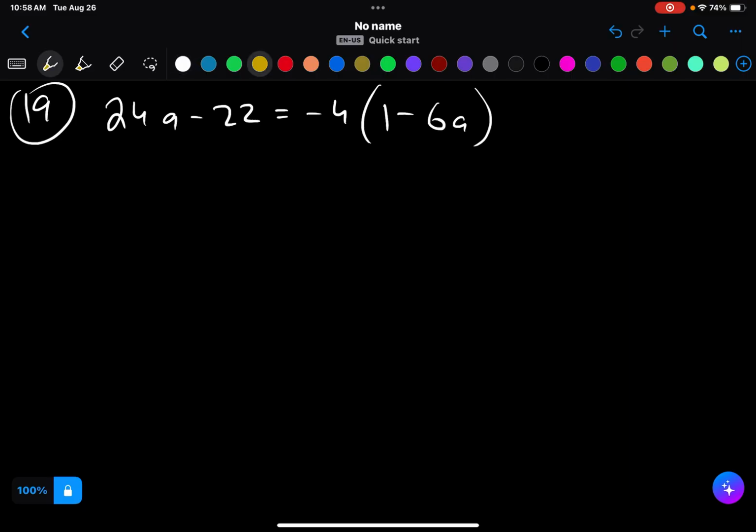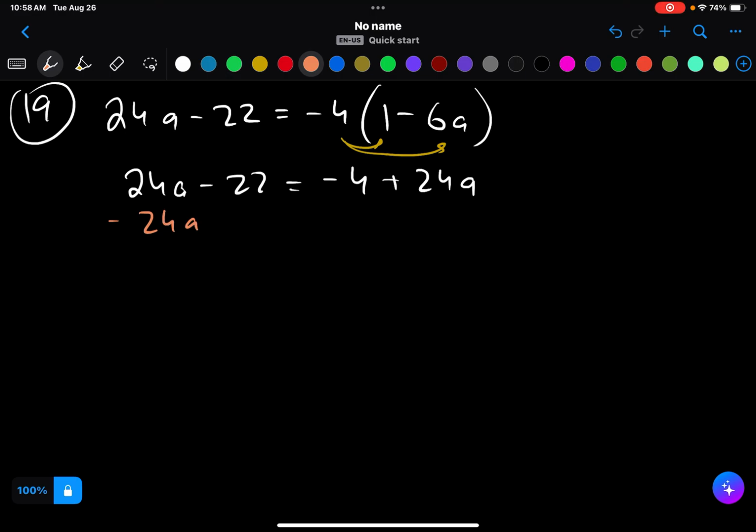All right, open up the parenthesis. Keep this simple. 24a minus 22 equals negative 4 plus 24a. I'm skipping a step here because it's extra credit. Then we have a on both sides. Get rid of one of them. They're the same thing. Which one do you get rid of? Doesn't matter. Get rid of them both.